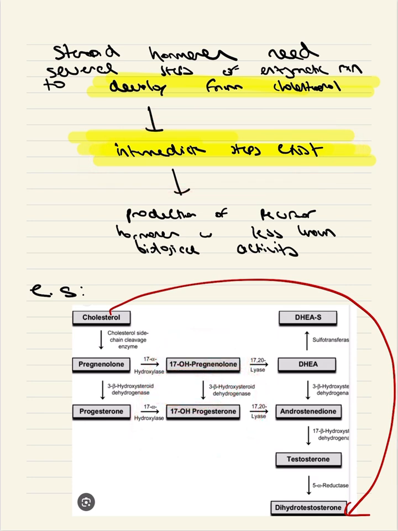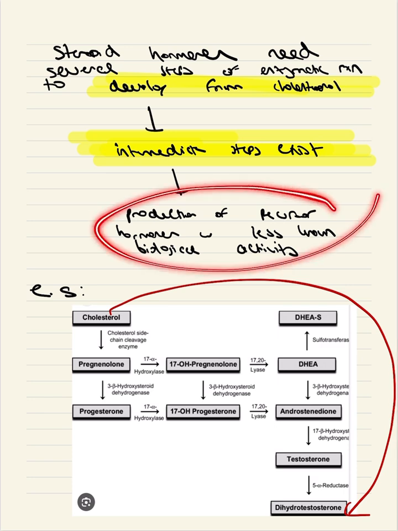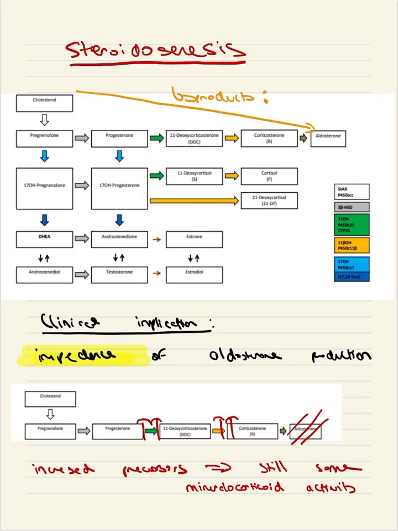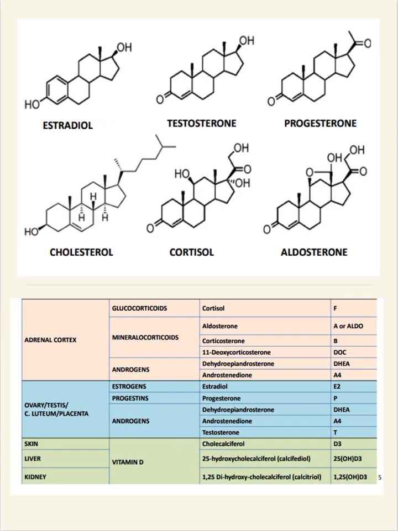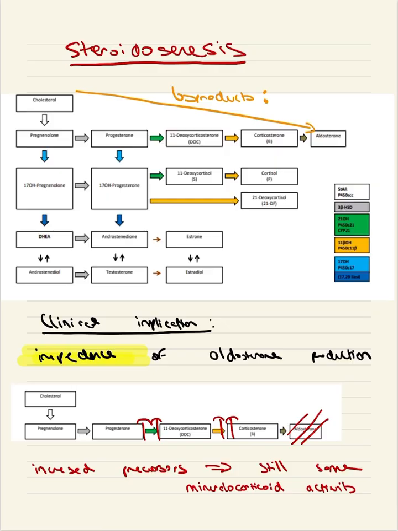So this means that we have production of precursor hormones with less known biological activity. This is very, very important, and we're going to talk about why it's important here in this slide. I'm going to talk and then I'm going to go back.